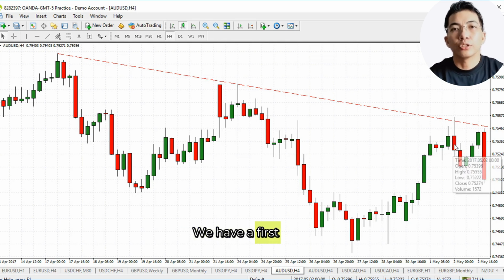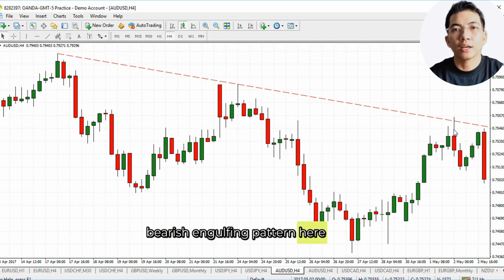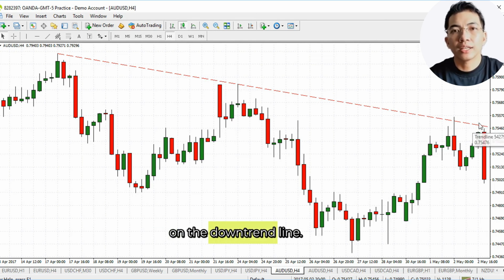We have a first bearish engulfing pattern here with a long upper shadow that is telling me that buyers failed the attempt to push the price over the trend line. Then a second bearish engulfing pattern here, again on the downtrend line.